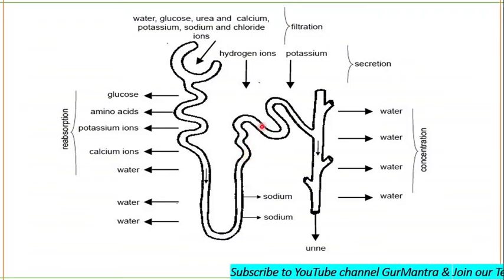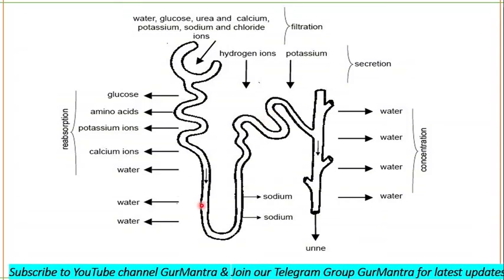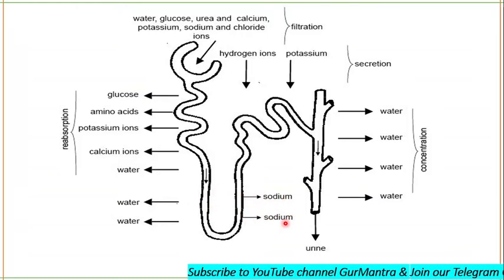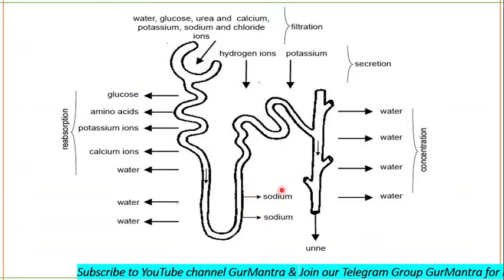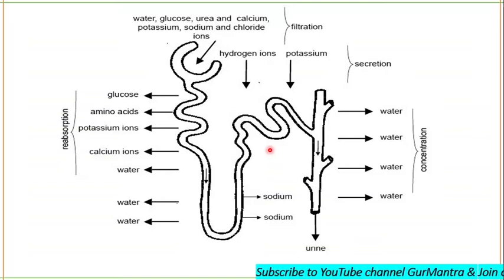Now let's talk about reabsorption and secretion in the distal convoluted tubule. Now you know most of the water will be reabsorbed from the descending part, and most of the sodium and other solutes will be reabsorbed by the ascending part of the loop of Henle. Reabsorption by and secretion in the distal convoluted tubule and collecting duct.